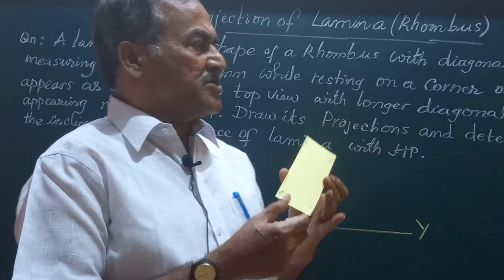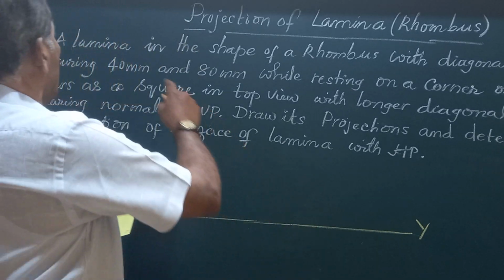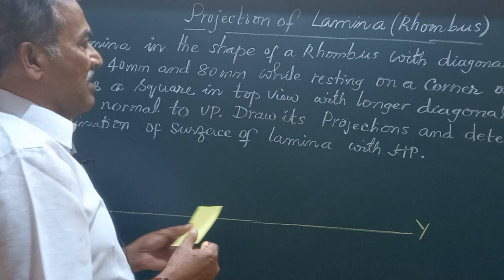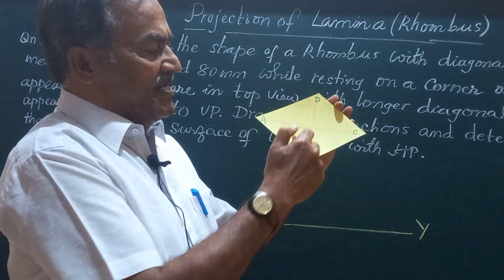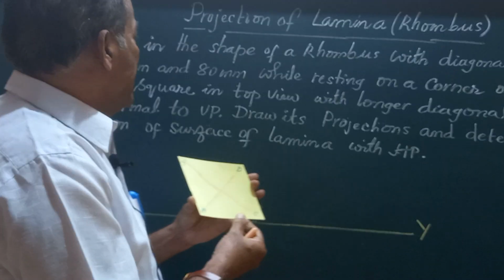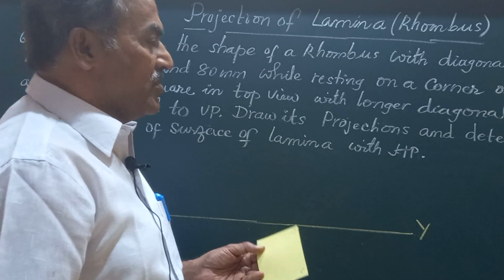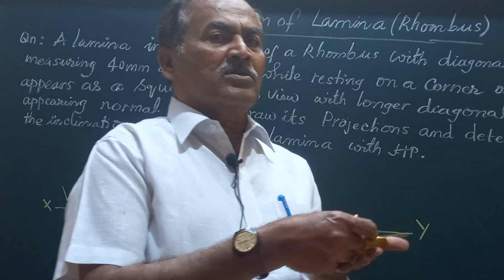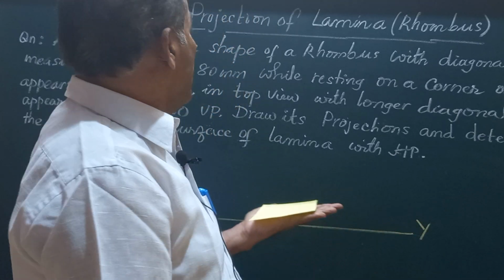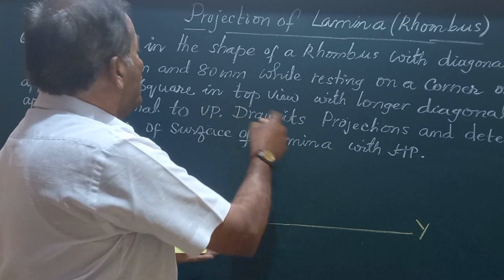So in today's session, let's see the statement of the problem given. A lamina in the shape of a rhombus with diagonals 40 and 80. The shorter diagonal BD is 40. This is 80. It appears as a square in the top view. So we have to place this on the HP so that it appears as a square in the top view.